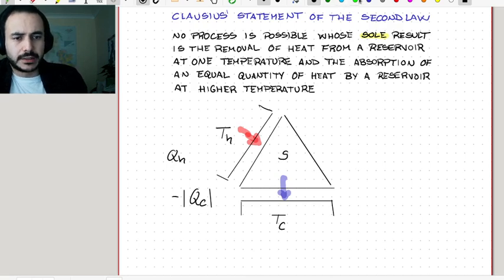The difference between these two things is going to be delivered as work, and this work is going to be made on the environment. So this would be some work.